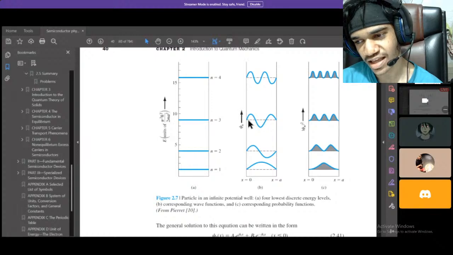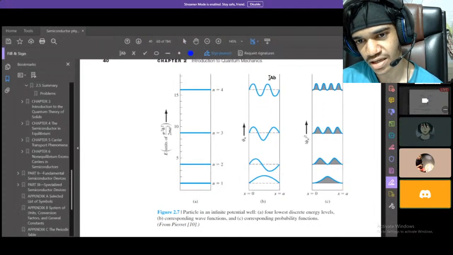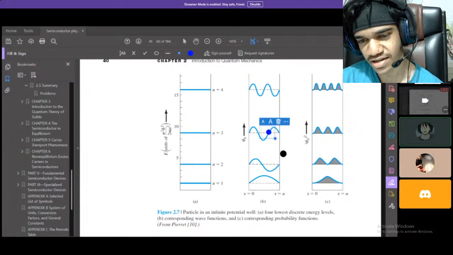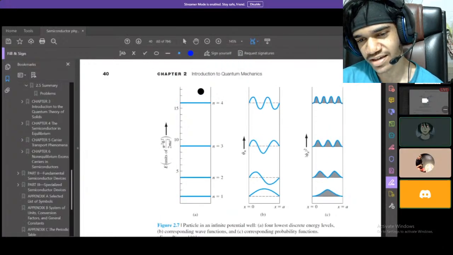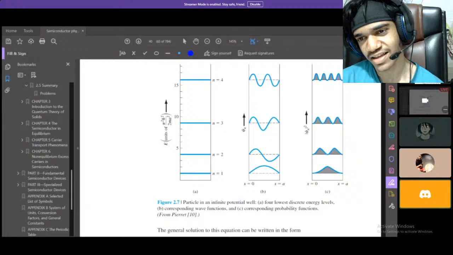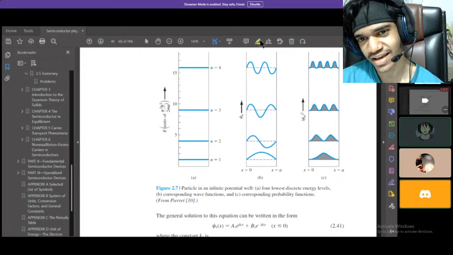Here are the notes. These points, in the notes I guess, let the color change, make these points black. Nice point. Classically, you can observe a particle anywhere, with the same probability, I guess.